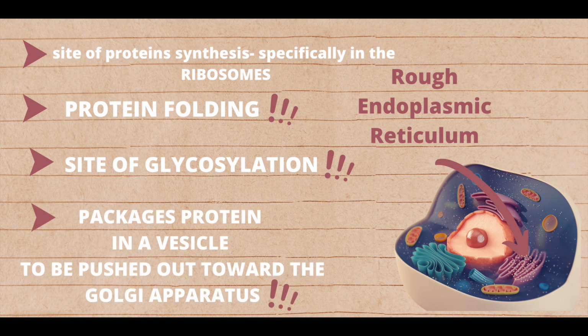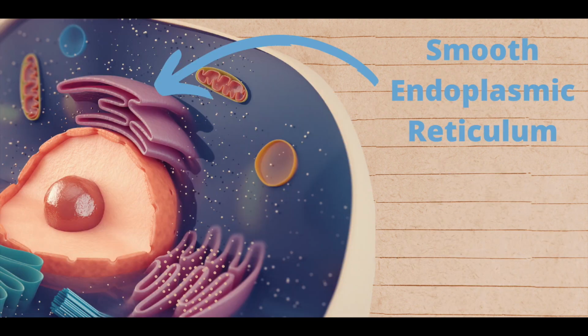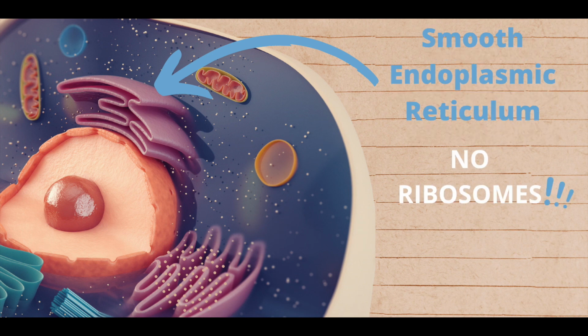So rough ER, it is the site for protein synthesis, specifically in the ribosomes. It folds the protein, it packages the protein to be pushed out within a vesicle, and it also is a site of glycosylation. Next, we have the smooth endoplasmic reticulum. It's smooth because it has no ribosomes, but it does have a ton of enzymes. And these enzymes help make or create lipids.